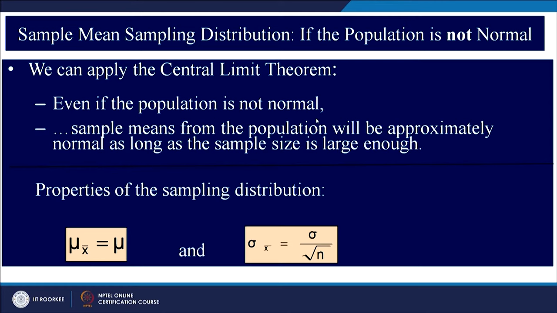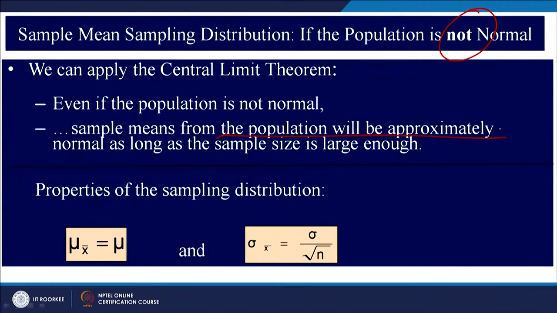Sample mean sampling distribution if the population is not normal. So far what we have seen, the sampling distribution mean is equal to the population mean, and the sampling distribution standard error of mean is 1 by under root of n times the standard deviation of the population. But what if the population is not normal? The relationship which we discussed holds good for a normal population, but what would be the shape of the sampling distribution if the population is not normal?